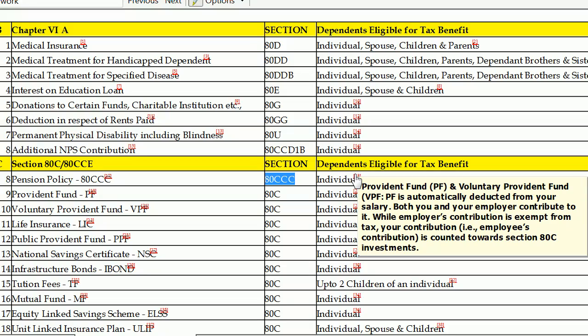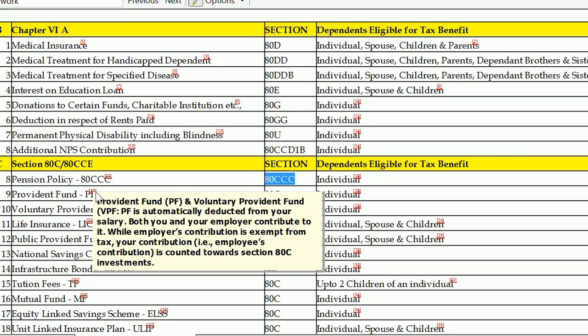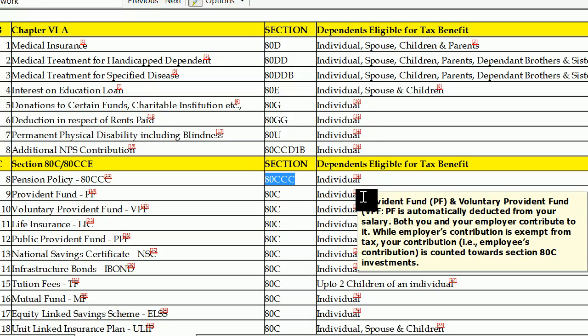Provident fund and voluntary provident fund: PF is automatically deducted from your salary. Both you and your employer contribute to it. While the employer's contribution is exempt from tax, your contribution is counted towards the 80C investment. The employer's contribution won't come under this, as it is exempt from tax. So provident fund and voluntary provident fund are covered under 80C, and it is for individuals.